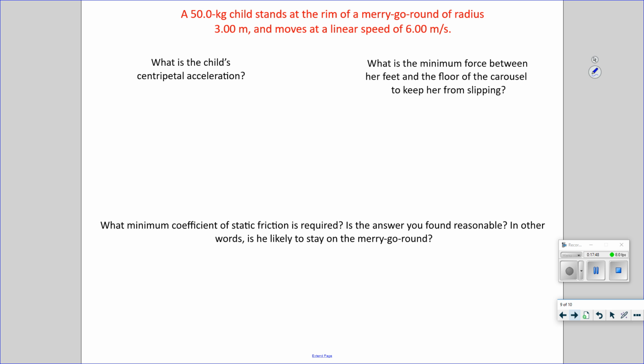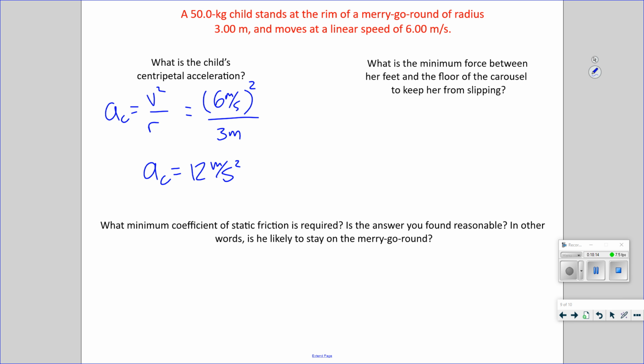Okay, so we got a kid on the rim of a merry-go-round moving at that speed. What's the child's centripetal acceleration? You must know that a_c can be written a couple of ways, but this is the easiest way to do it. And we get 6 meters per second squared over 3 meters. It's 36 over 3. Oh, this is 12 meters per second per second.